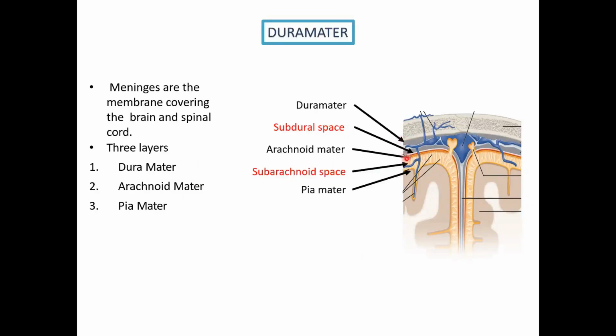The middle one is a thin, transparent arachnoid mater, while the innermost layer is a thin, vascular, delicate layer, pia mater. Between the dura and the arachnoid mater, there is a subdural space which acts like a thin bursa and allows the movement of pia and arachnoid over the dura mater, while between the arachnoid and pia mater there is a subarachnoid space which contains cerebrospinal fluid.